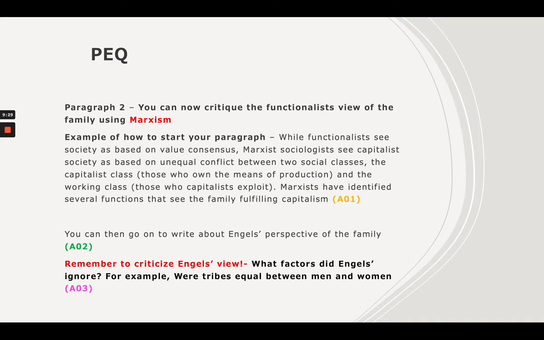And then remember to criticise Engels' view. Now, remember not to criticise with another theory. And again, I've given you some questions here to help you. So, what factors did Engels ignore? For example, were tribes equal between men and women? And by doing that, that's where you are gaining your AO3 skills.